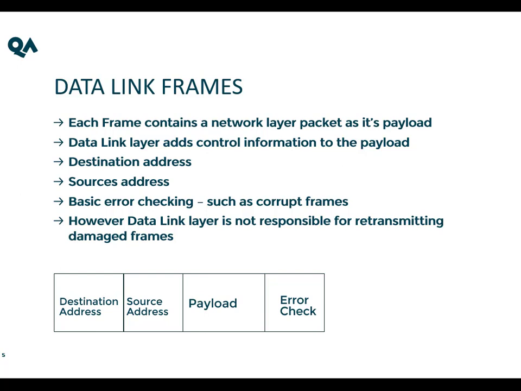The data link layer adds some control information to the payload, and it does that by adding a header. Within the header we have the destination hardware address. We also have the source address. We're not talking about TCP/IP here; for anybody that already understands that type of addressing, we're talking about the physical addresses.